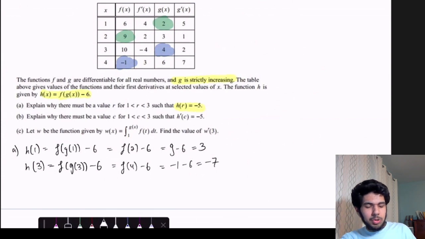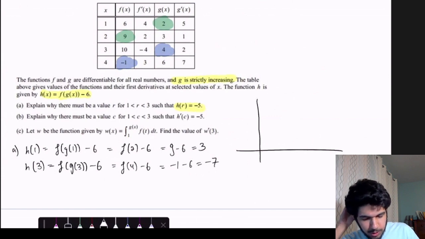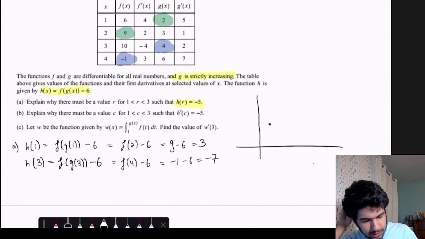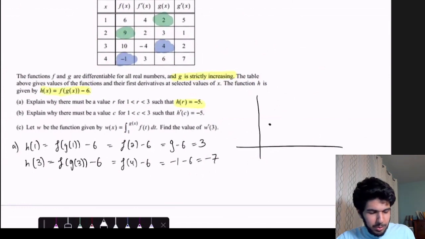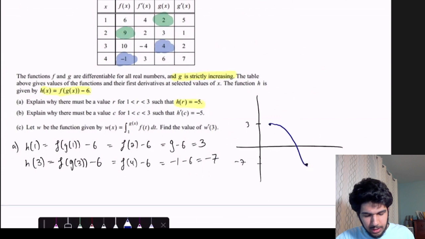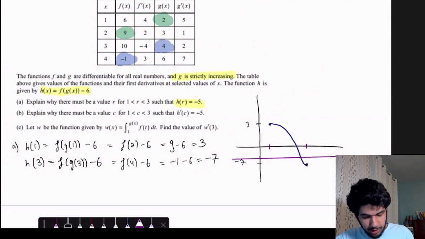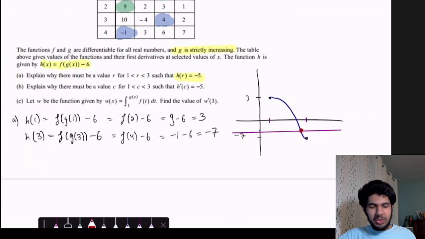Okay, so let's try to draw a picture here. Sometimes that helps visualize what's going on. So h of 1 is somewhere here, and then h of 3 is somewhere down here. I guess that's not to scale, but whatever. And this is 3, this is negative 7. And we have some function h which connects these two somehow. And we want to say that there's some point between this interval where h of r equals negative 5. So we'll draw this line here at negative 5. And sure enough, we find this point here. So how do we formalize that?